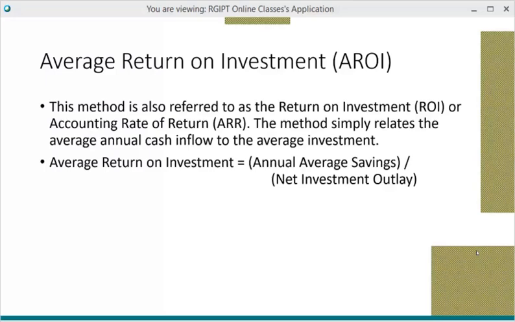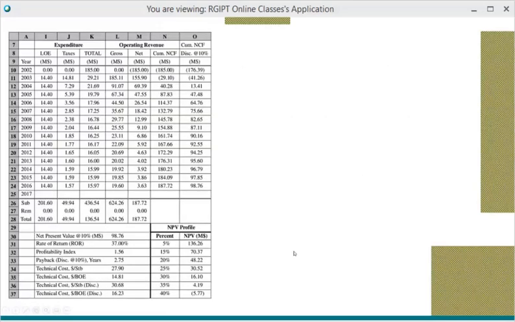I'll show you one example. So let's say I have this particular data set. There's a lot of data in here, where you have expenditure, operating revenue, cumulative net cash flow, and all these things are there. It's calculated. But when you talk about average return on investment, so basically you take this.